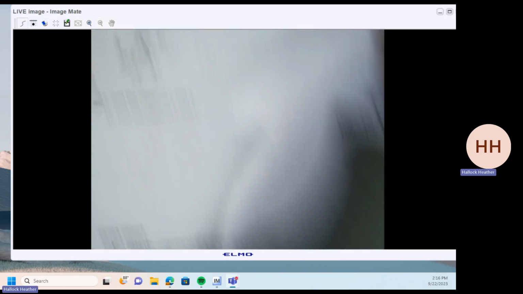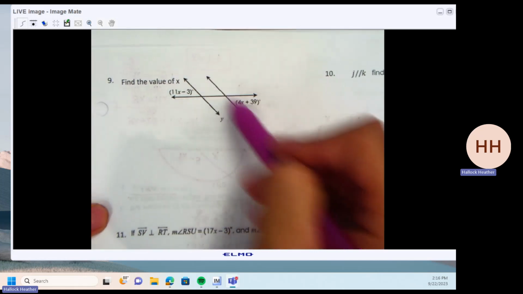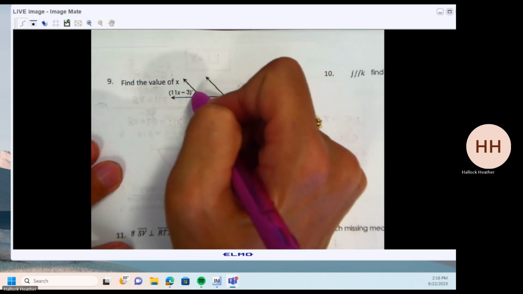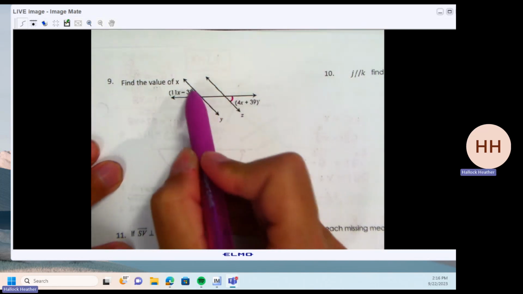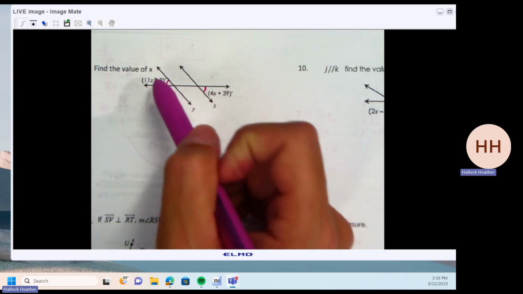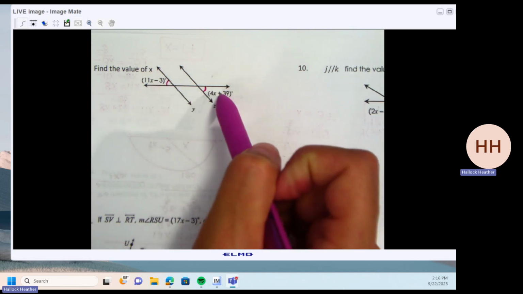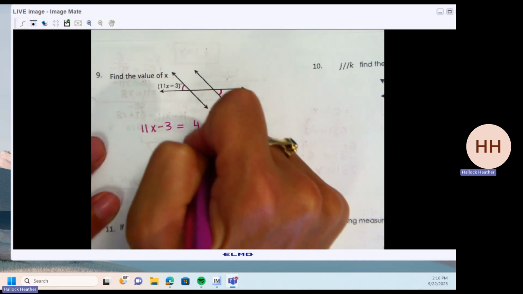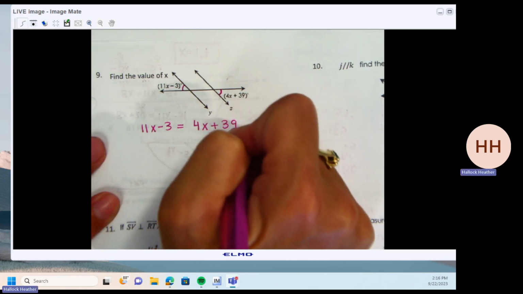The backside was flipped. On the backside, number 9, same type. I have parallel lines cut by a transversal. They're not in the same place, so they're not corresponding angles. They are on the outside. Think about your parallel lines as like a sandwich. They're on the outside of the sandwich, and they're on opposite sides of each other. They're alternate exterior angles. This is an acute angle. This is also an acute angle. These are congruent to each other. So I'm going to do the same thing: 11x minus 3 equals 4x plus 39.